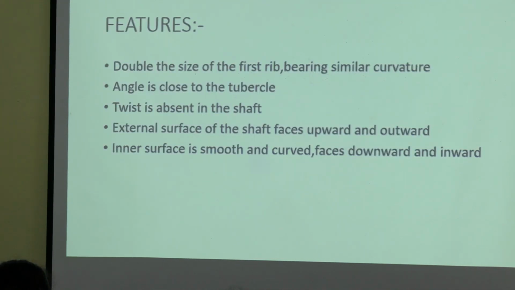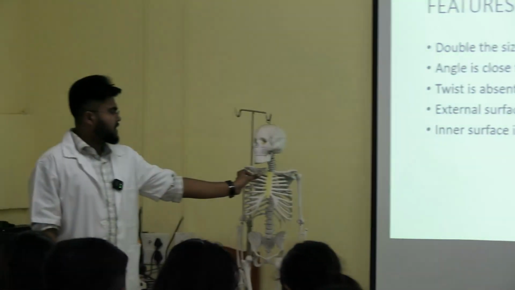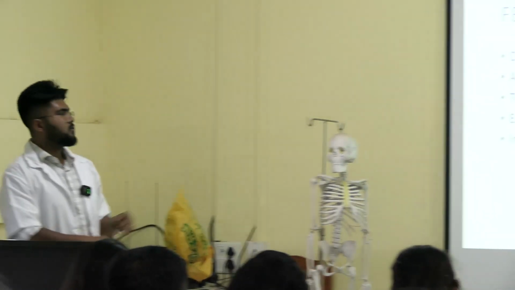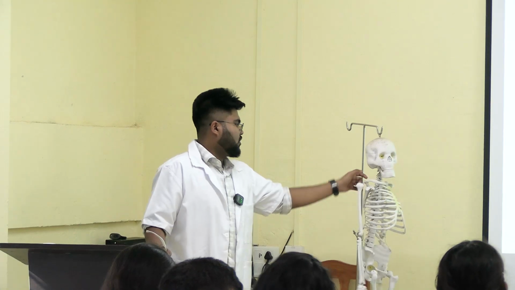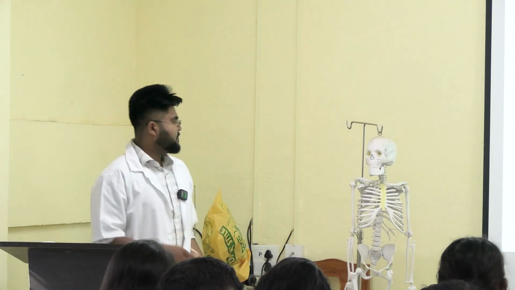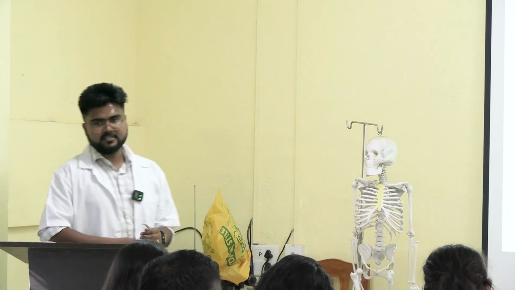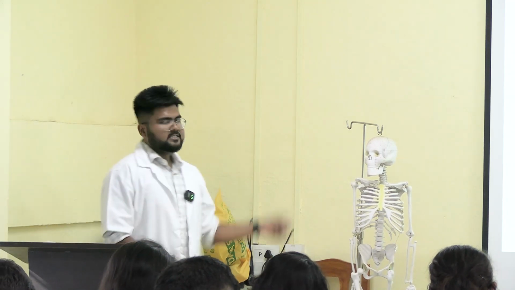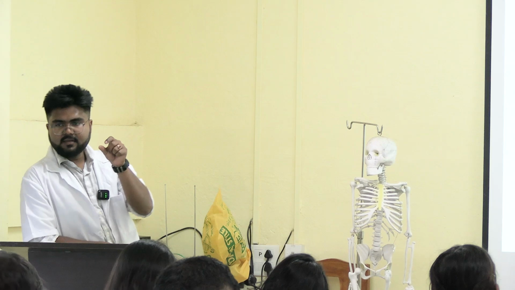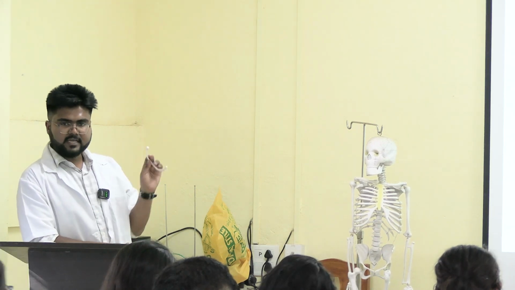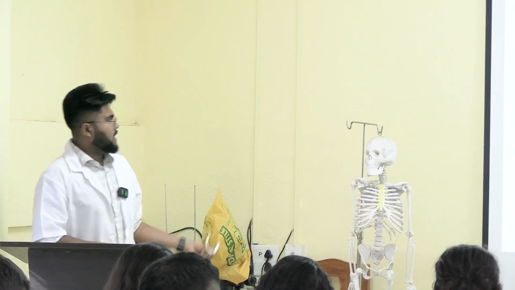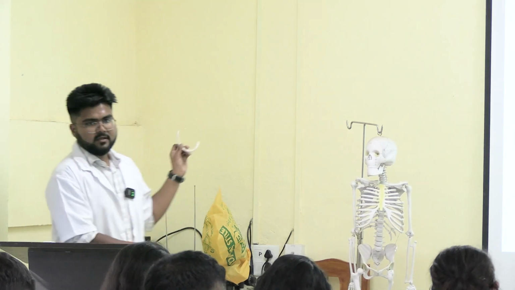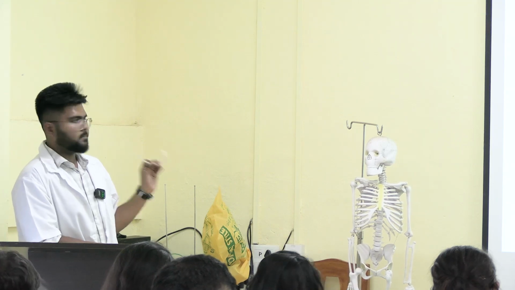So always remember the second rib is twice the length of the first rib. See here, the first rib is small, and the second rib is twice the first rib. And the first rib is also quite thick as compared to the second rib. So the second rib is thin as compared to your first rib, and by length it is double.